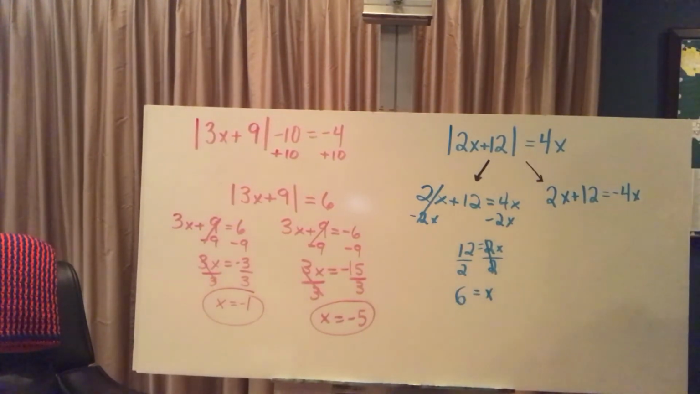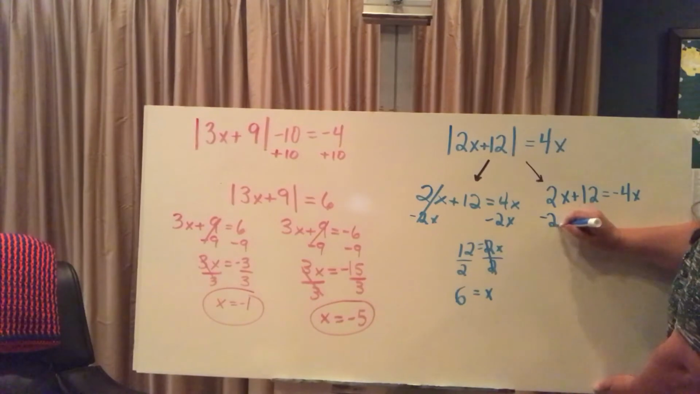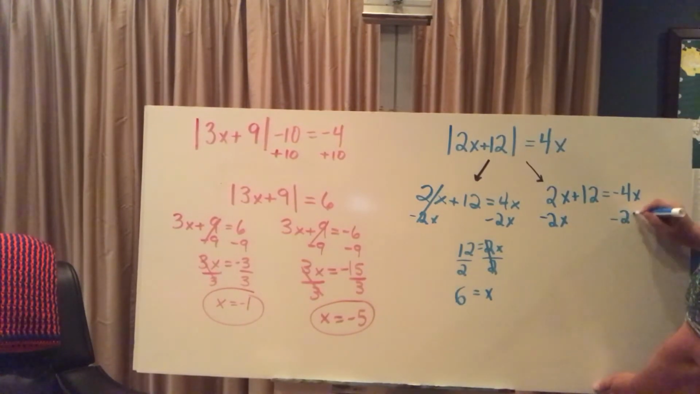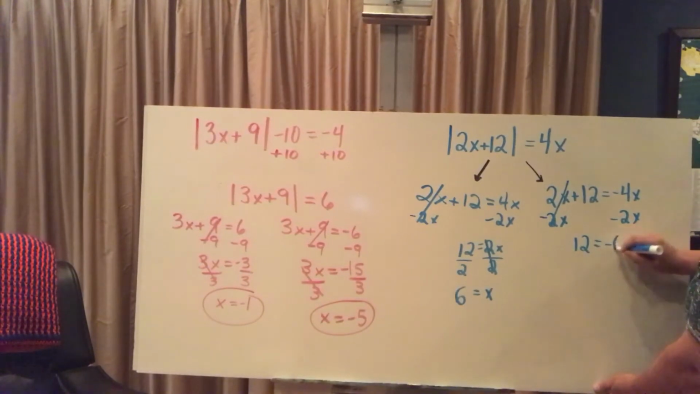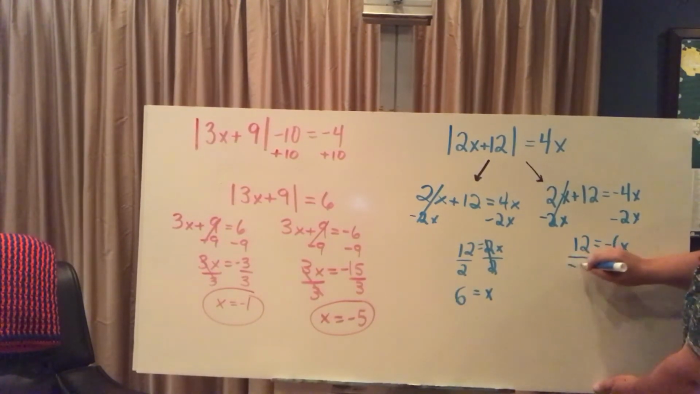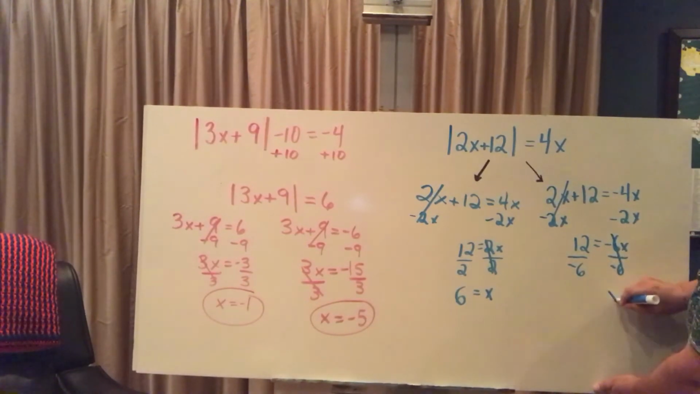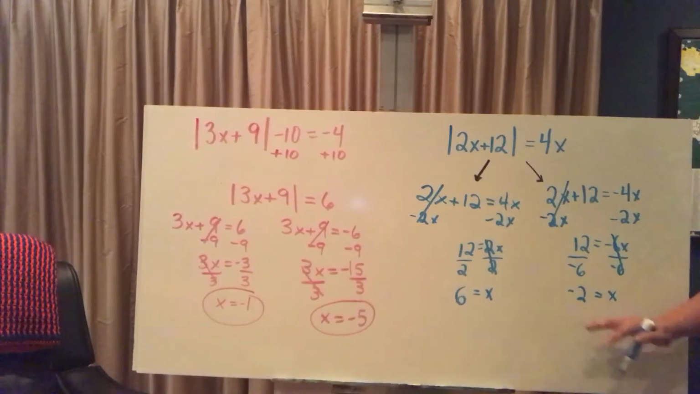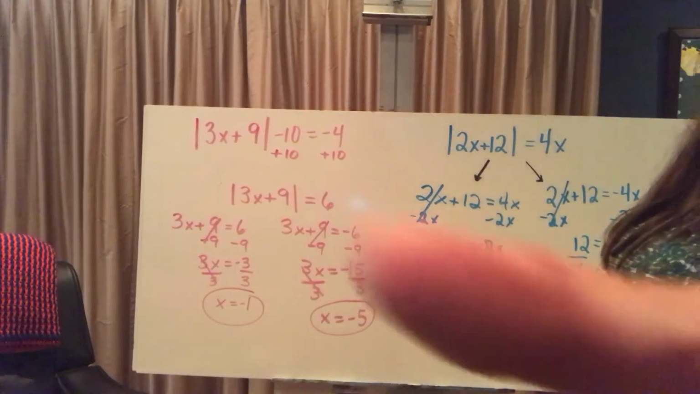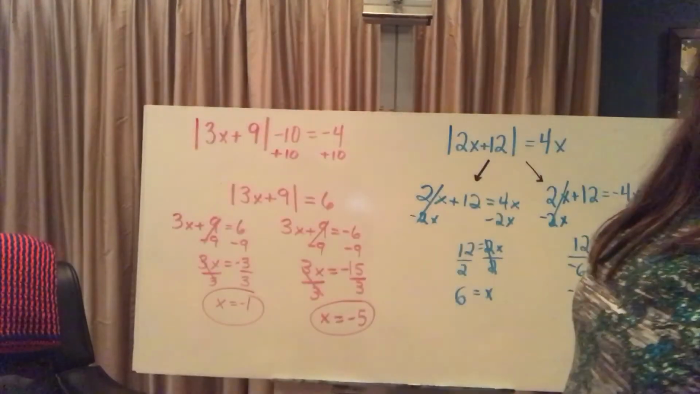Now I'm going to try this one. I'm going to get rid of the 2x on each side, and I get 12 equals negative 6x. Divide both sides by negative 6, and I get x equals negative 2.